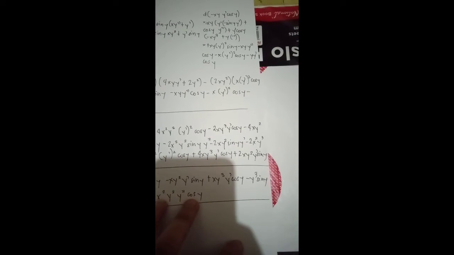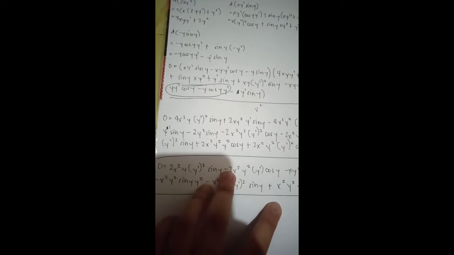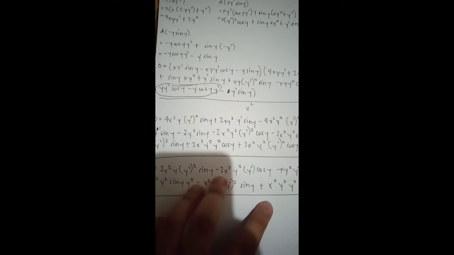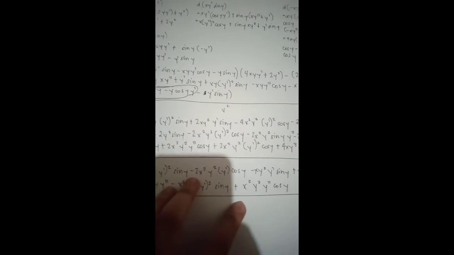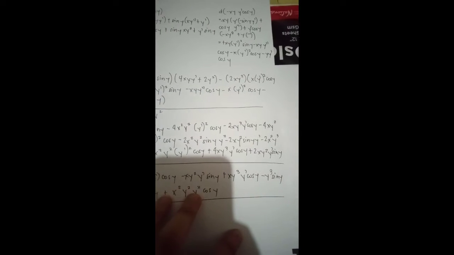sine y derivative of y minus 2x squared y cubed times derivative of y squared sine y plus 2x squared y squared second derivative of y cosine y plus 2x squared y squared derivative of y squared cosine y plus 4xy cubed derivative of y cosine y plus 2xy squared derivative of y sine y.